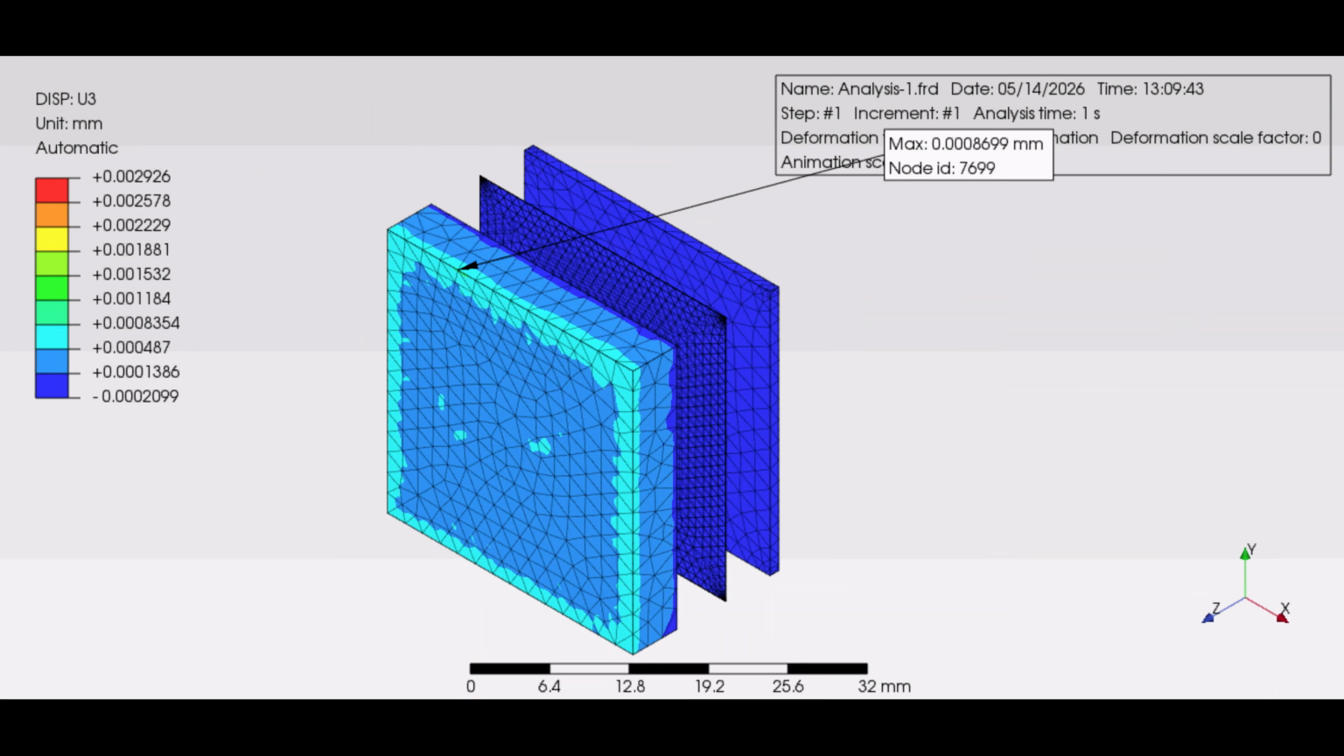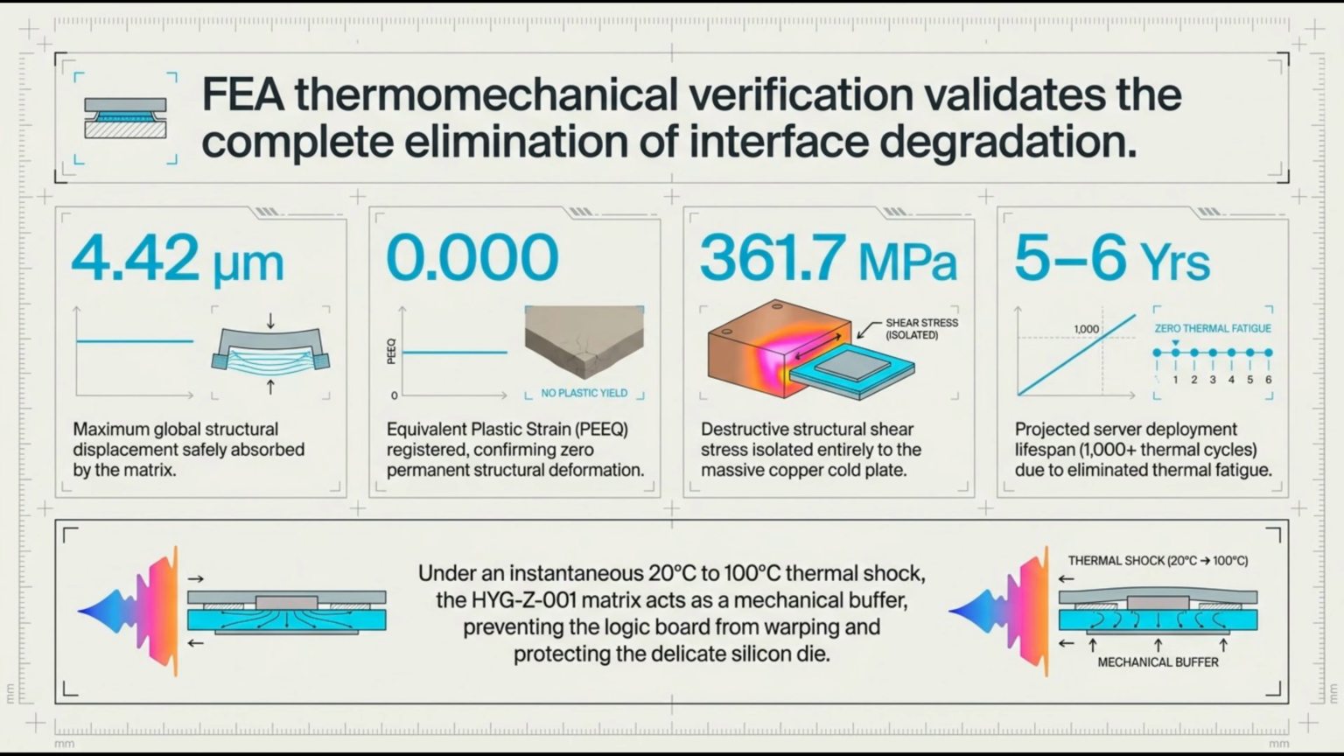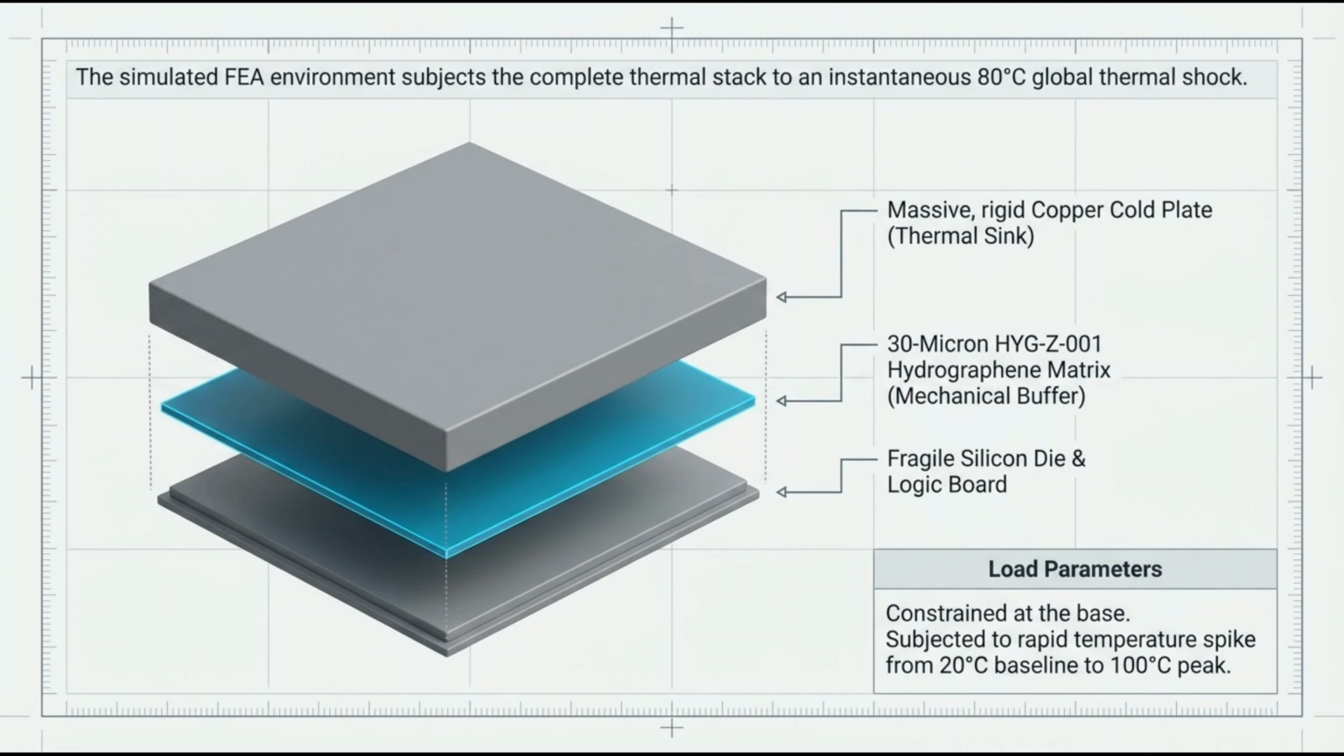degrees Celsius. Under this jump, maximum physical displacement registers at 4.42 microns. That expansion generates a severe physical load, recording a structural shear force of 361.7 megapascals. Key findings in telemetry. The simulation analyzed how the physical forces in expansion from this severe 80 degrees Celsius temperature jump affected the materials. Minimal global displacement.